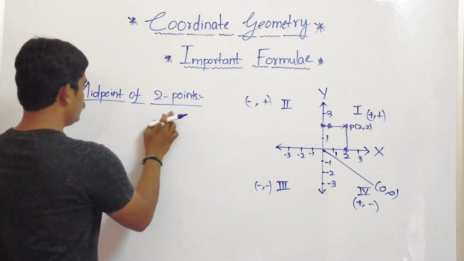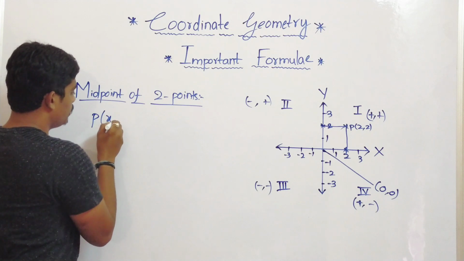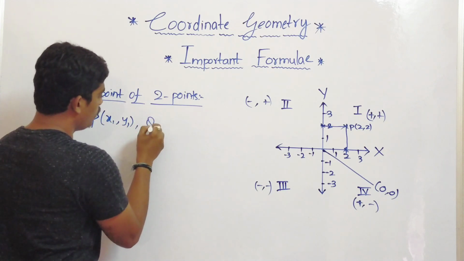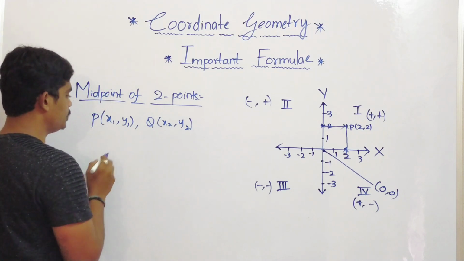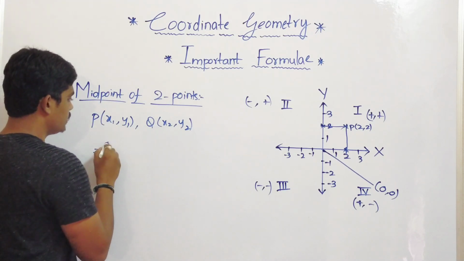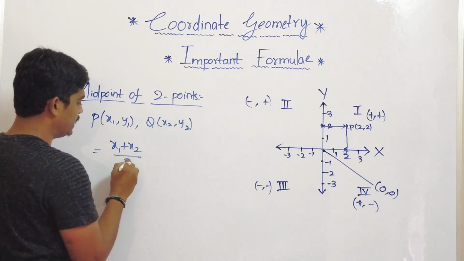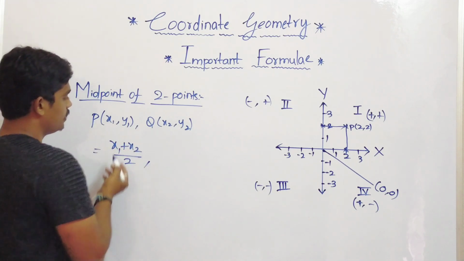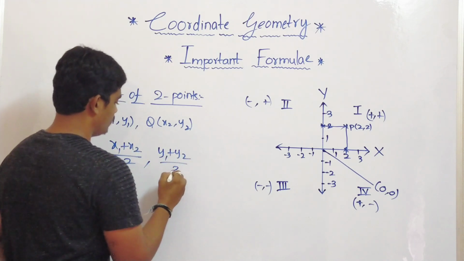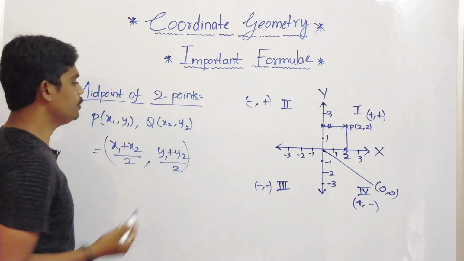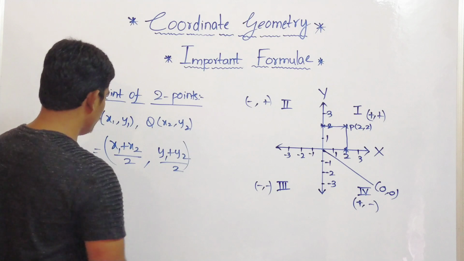Now let us learn to find the midpoint of 2 points. We have 2 points P of x1, y1, Q of x2, y2. So how do we find the midpoint of these two? The midpoint is given as, add both the x coordinates, x1 plus x2 by 2, which is nothing but the average. We are calculating the average of the x coordinate and the y coordinate. So the midpoint of any 2 points can be found by using x1 plus x2 by 2 and y1 plus y2 by 2.